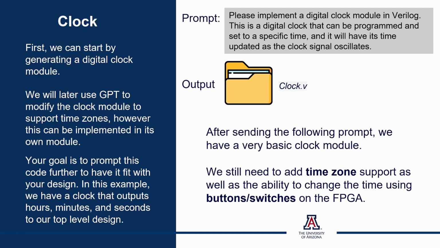The digital clock module is a foundational component for our design, providing basic timekeeping functionality by outputting hours, minutes, and seconds to the top-level system. This initial implementation serves as a basic module, which we can later enhance using GPT to add features like time zone support and dynamic time adjustments through buttons or switches on the FPGA. Your goal is to refine this code to fit seamlessly within your design, ensuring it integrates well with other components while allowing future customization for more advanced functionalities.